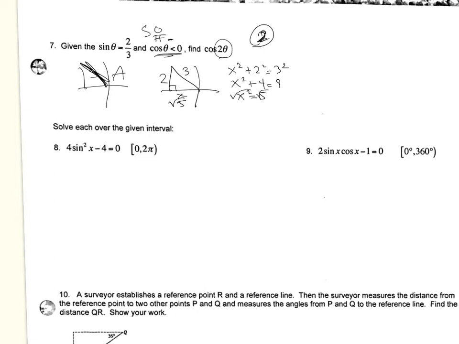Because I like the formula where you do cosine squared minus sine squared. So here the cosine is radical 5 over 3. I'm going to square that. And the sine, of course, is 2 over 3 squared. So this is 5/9 minus 4/9 equals 1/9. You don't have to do that formula, but that is the answer.